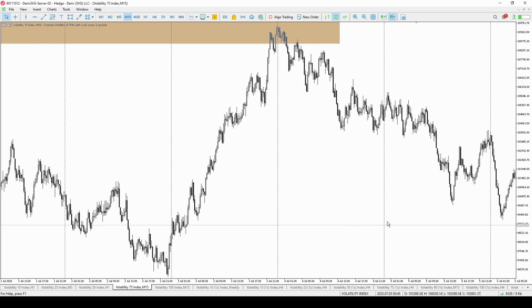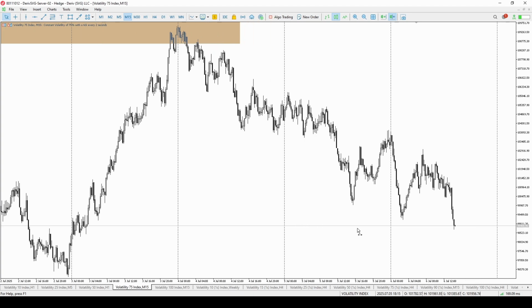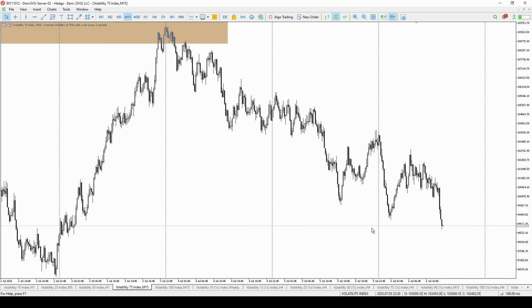I want us to look at examples of how we use this strategy. At the moment, we are looking at V75. These are synthetic indices. So our rule says we are looking for a trend. If you look at this side, we have an uptrend, and we have a downtrend this side. Therefore, we then look for market structure.